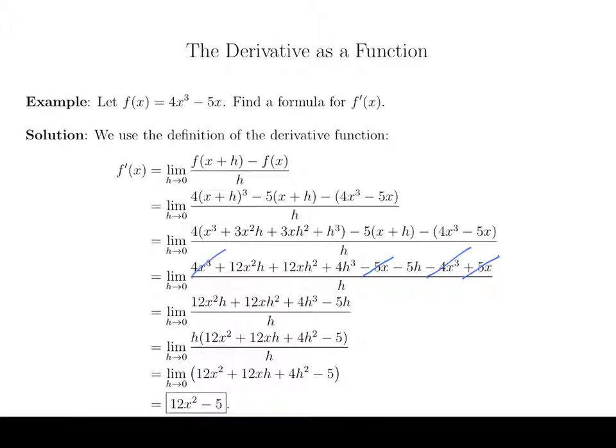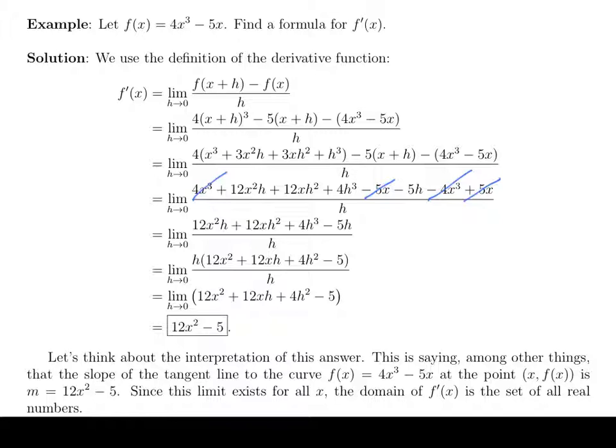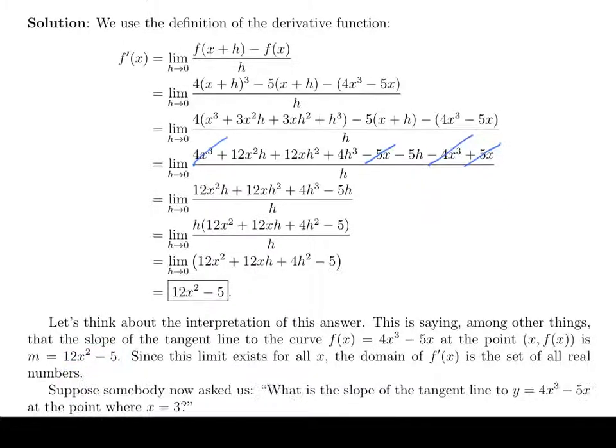Now what I'd like to do is think a little bit about the interpretation of this answer. So what this is saying is that the slope of the tangent line to the curve that's defined by f(x) equals 4x cubed minus 5x at the point (x, f of x) is this value here. Now this limit exists for all x, right? It didn't matter what x was, the limit existed. So the domain of f prime is the set of all real numbers. Okay? Now let's continue on a little bit talking about the interpretation.